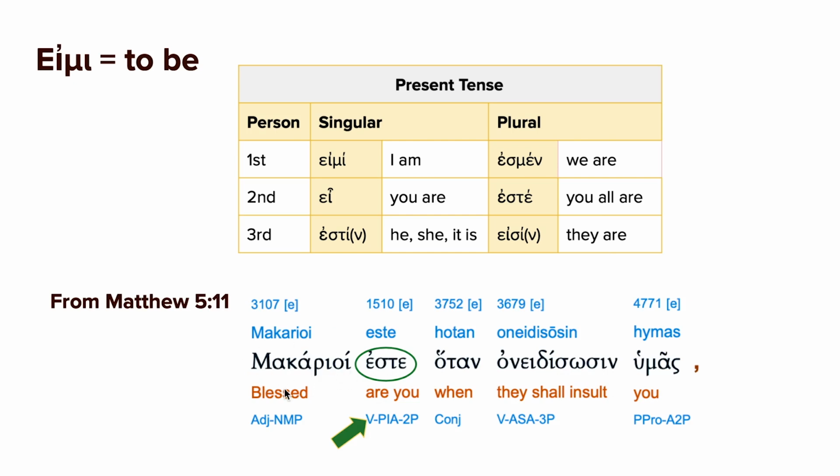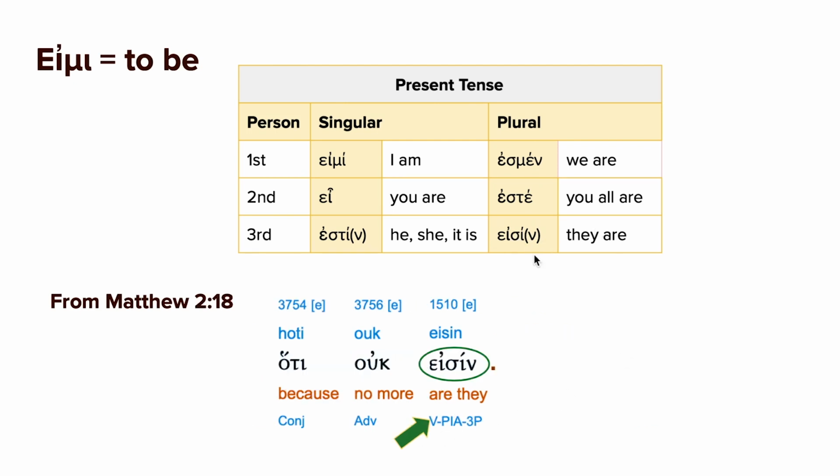But the first use in the New Testament is makarioi este, "you are blessed when they insult you." Este is second person plural. We can tell it's you all, not just you, singular. And finally, eisine. Eisine is used in Matthew 2:18 for the first time: hoti ouk eisine. A really sad example, but this is when Rachel is crying for her children who are no more. That was after Herod killed the baby boys, 2 years old and younger, in Bethlehem and its vicinity. So eisine there is the present indicative active third person plural.